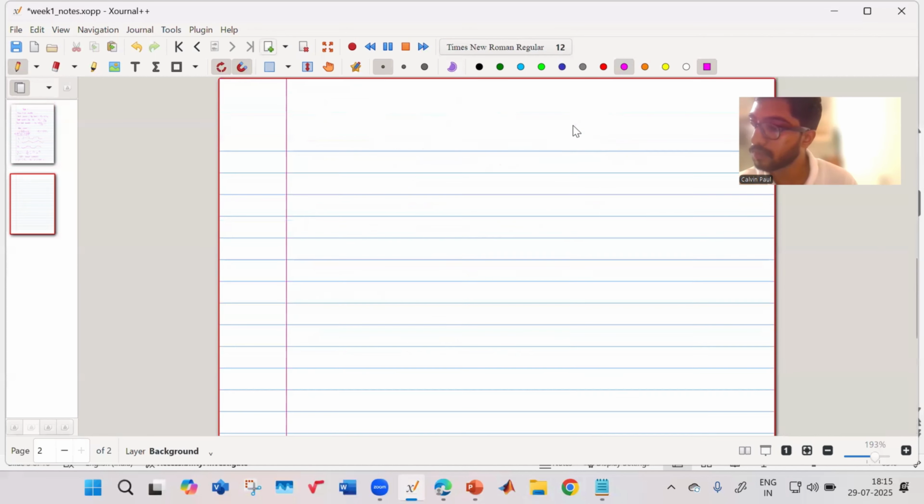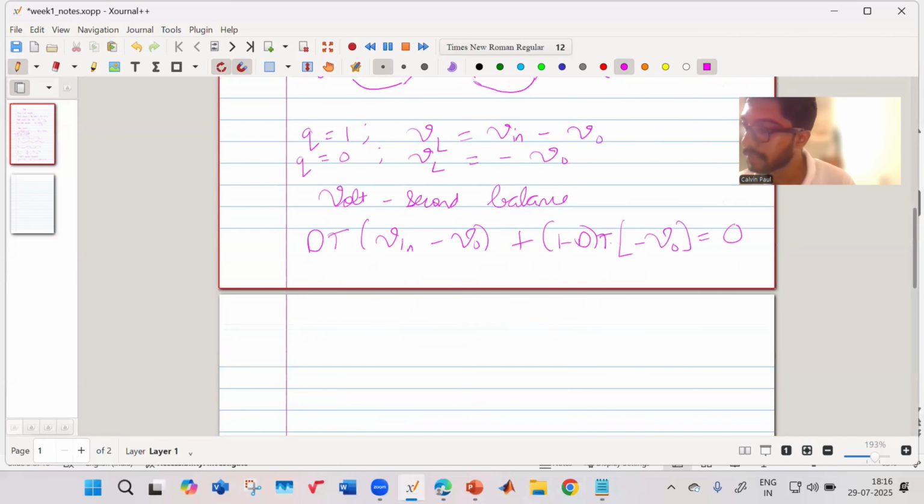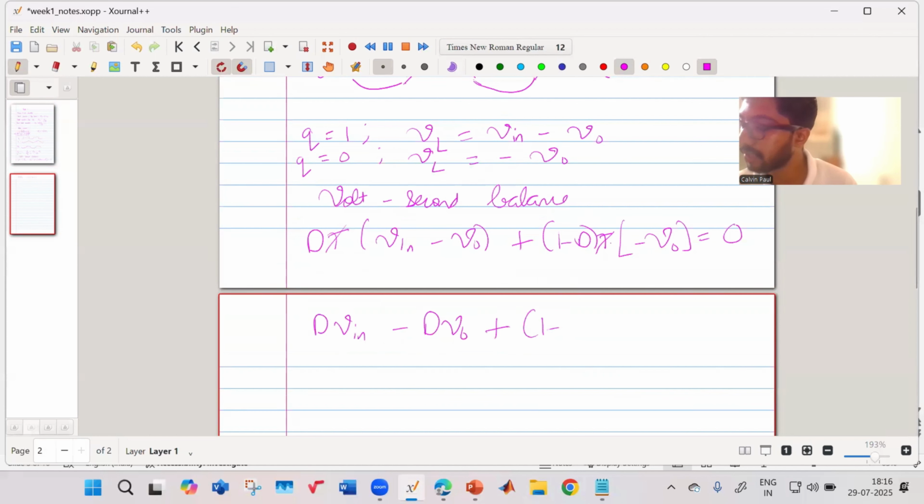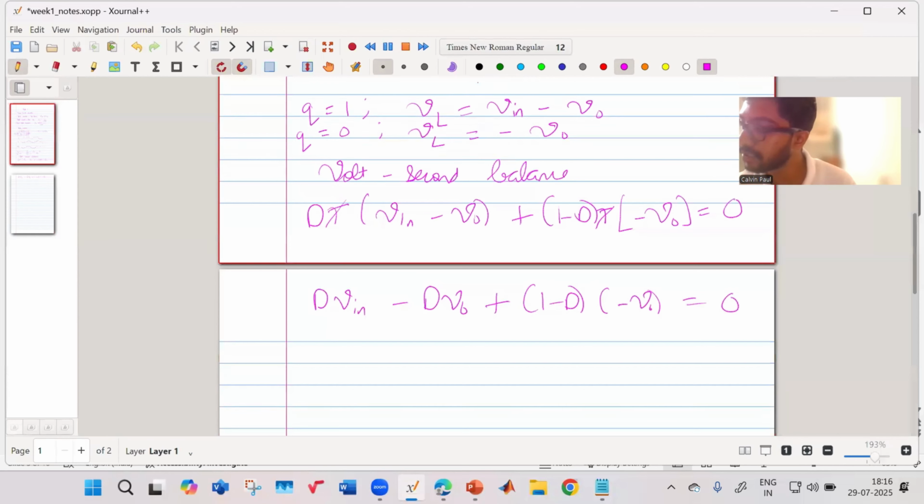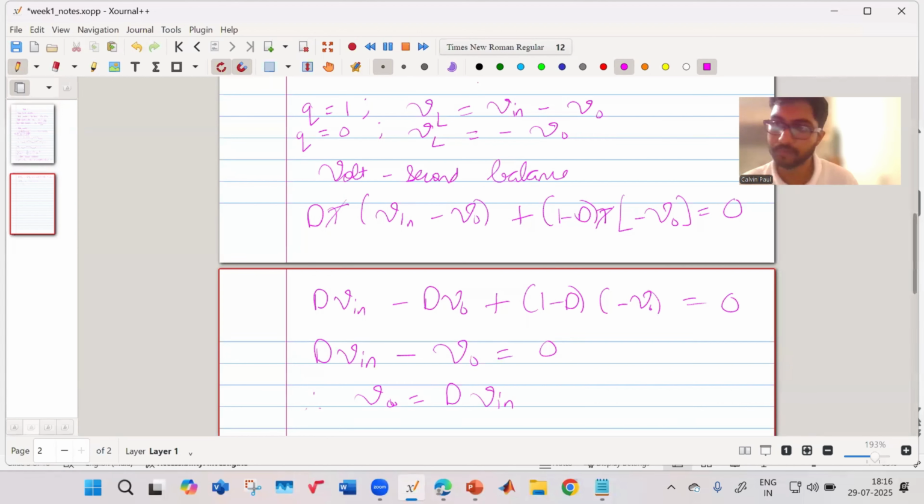So this T and T get cancelled. So it becomes D V in minus D V0 plus 1 minus D into minus V0, and this is equal to 0. So your D V in minus V0 is equal to 0. That is why your V output turns out to be equal to D into V in. Okay.